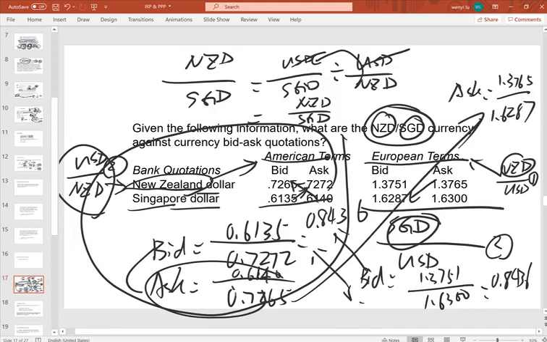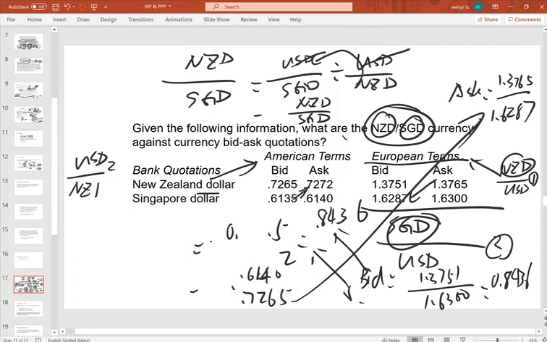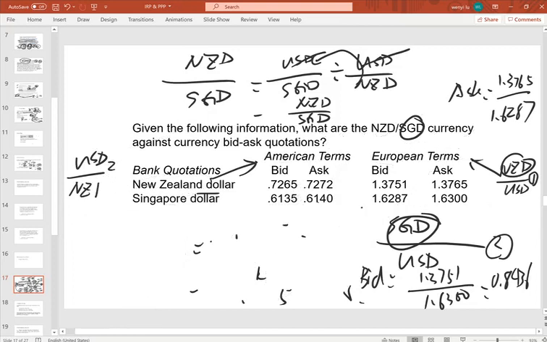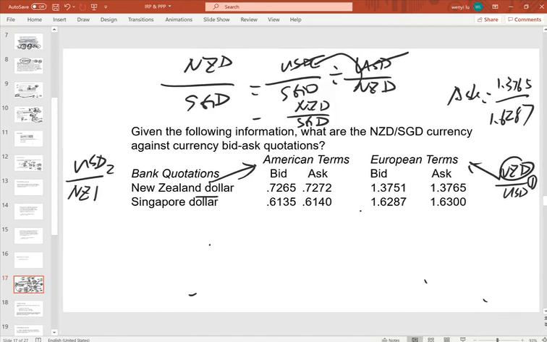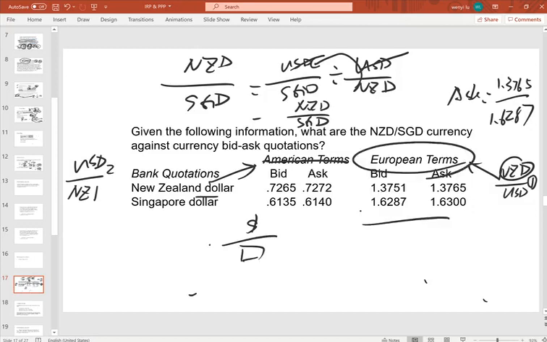So let me summarize these questions again. Because our quote offers both terms, one's American terms, one's European terms, you must figure out what the American terms mean. American terms means that we use the dollar to price a foreign currency. And the European terms means for $1, equal to how many foreign currency.